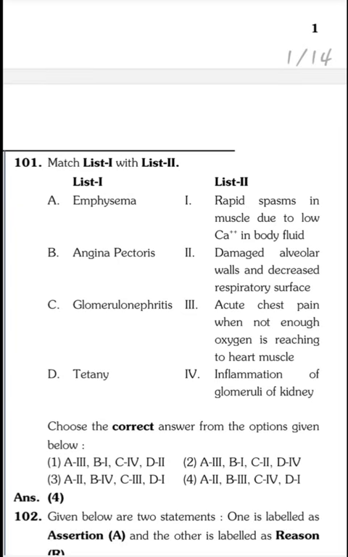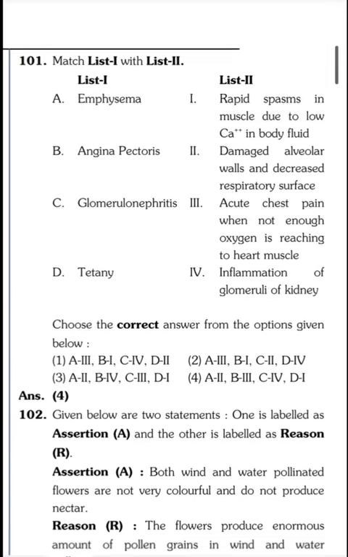Glomerulonephritis is inflammation of glomeruli of kidney. Tetani is rapid spasms in muscle due to low calcium ion in body fluid. So fourth option is the correct answer.